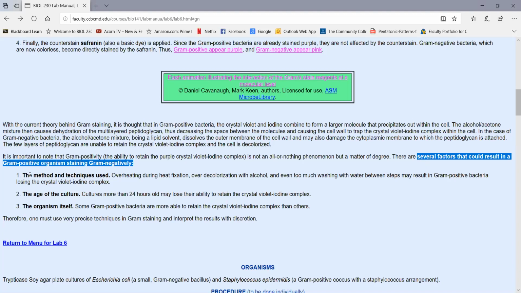So one thing that can go wrong would be, of course, the methods and techniques used. If we overheat during heat fixation, that can damage the cell wall so that even gram positives lose the crystal violet. You can over-decolorize with the alcohol. That's why the timing and watching it carefully is very important, because you can over-decolorize.